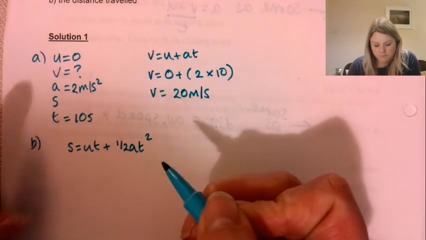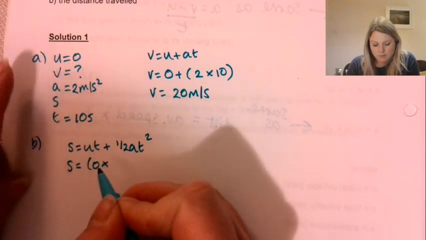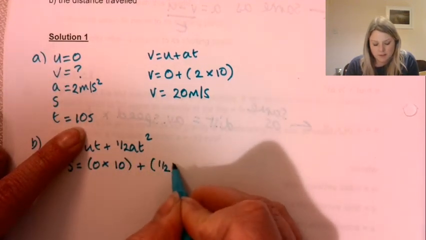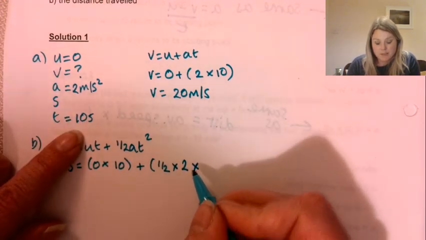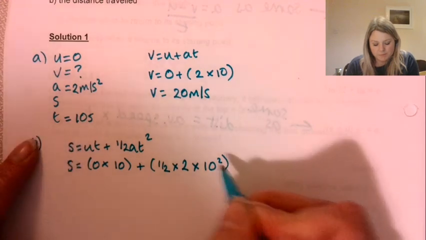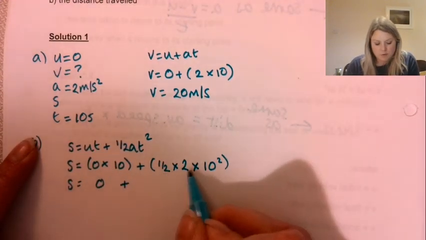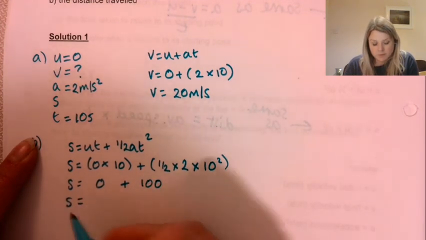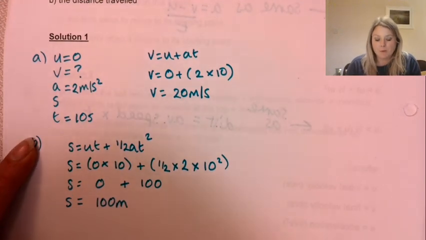Well, S equals UT plus a half AT squared. Okay, so S, U is 0 multiplied by T, which was 10, plus a half multiplied by A, which is 2, multiplied by T squared, 10 squared. 0 multiplied by 10 is 0. Half times 2 times 10 squared is 100. So my displacement is 100 meters. Okay.